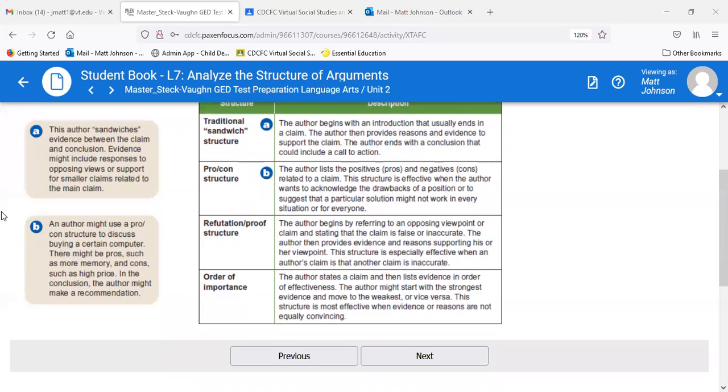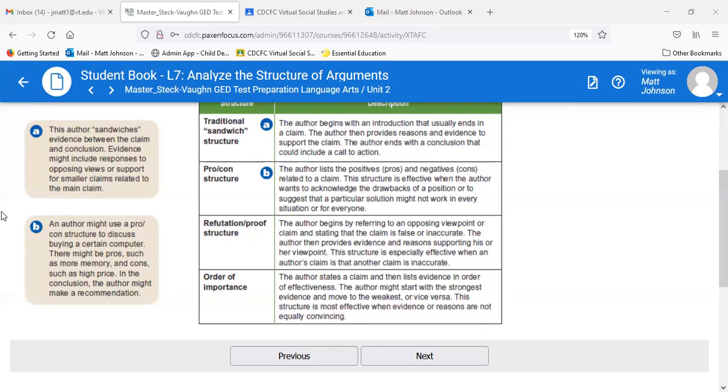And it says an author might use a pro-con structure to discuss buying a certain computer. There might be pros such as more memory and cons such as high price. In the conclusion, the author might make a recommendation. So yeah, product reviews. That's where you might see this type of argument quite a bit. Overall, they might tell you that you should buy, like, a computer or a car or something. But they might show you where there are some drawbacks to this particular item. So that's where you probably see those a lot, like in certain types of product reviews.